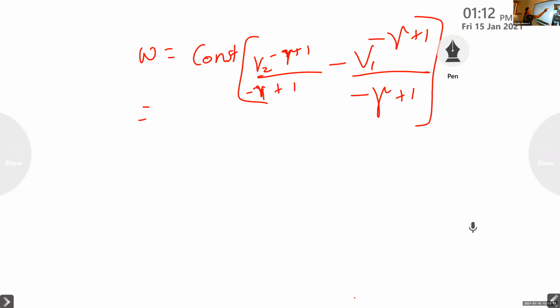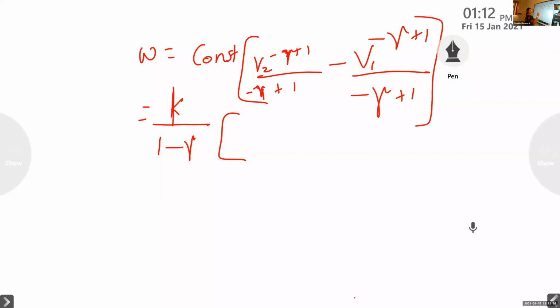Next step, since this denominator is very common, you can take it out. When you take it out, instead of constant, we can use the letter K, small letter K, which stands for constant. Instead of writing constant, we are representing it with the letter K. Minus gamma plus 1, we can write 1 minus gamma, because it is minus, so just interchange. 1 minus gamma, and what is remaining here? V2 minus gamma plus 1 minus V1 minus gamma plus 1.